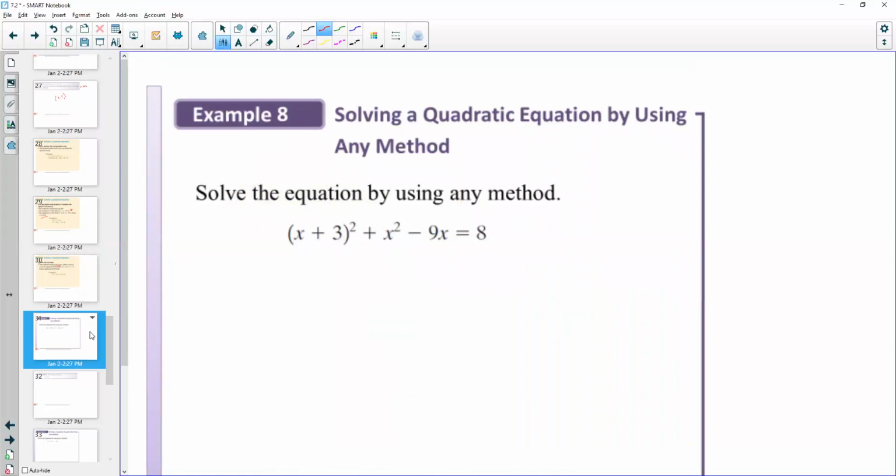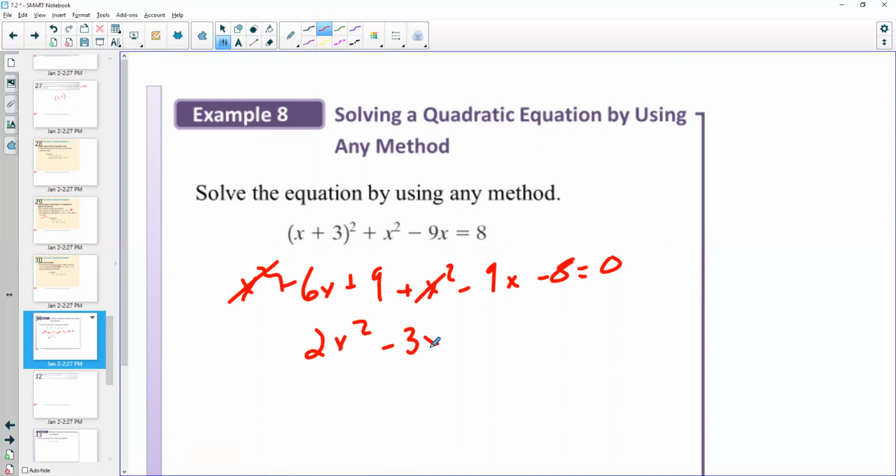using any old way you like. The first trick in every case is to put them in standard form. So put them in standard form first. We're just going to do the standard form and then the decision making. You guys can do the rest. All right, so standard form here is x squared plus 6x plus 9 plus x squared minus 9x minus 8 equals 0.